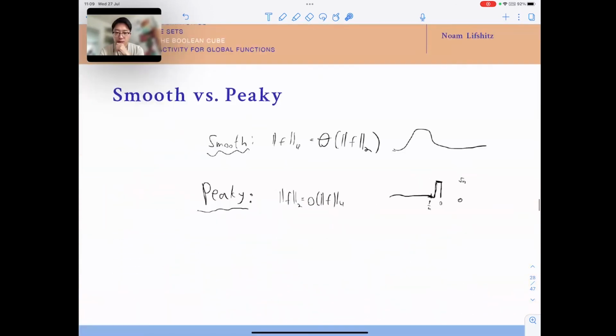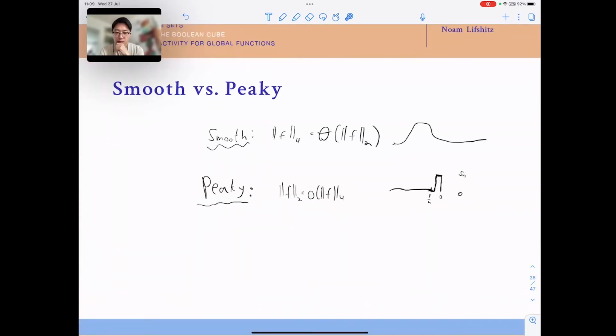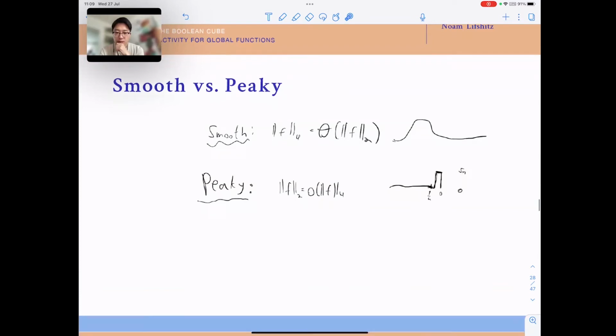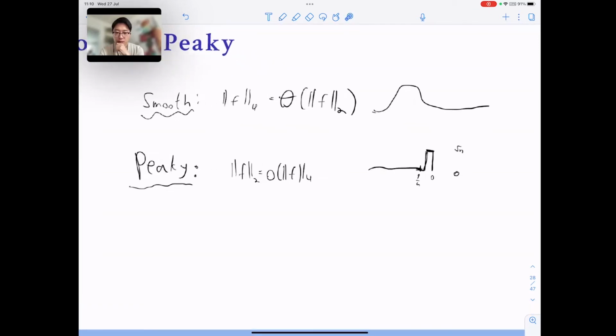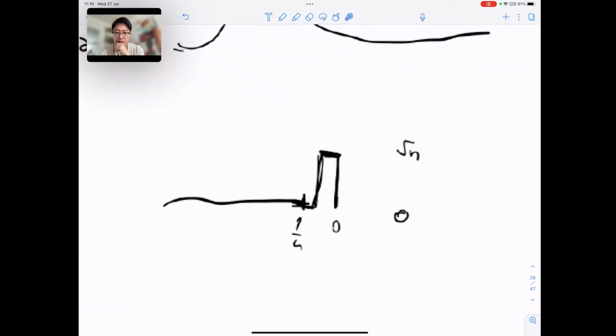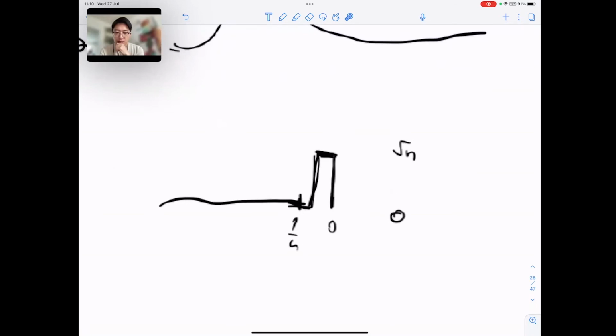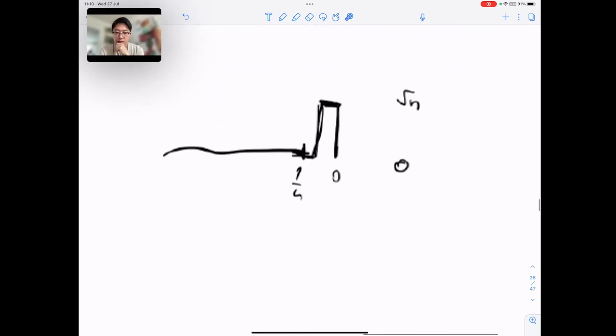Okay, so what are other ways to think about it? Another intuitive way to think about this gap between 4 norms and 2 norms is to think about peaky distributions versus smooth distributions. So if you have a distribution that's smooth, like the distribution of a normal variable, you'll get that the 4 norm is within a constant of the 2 norm. On the other hand, if you take a peaky distribution that takes the value root n with probability 1 over n, you'll get that the 2 norm is 1.